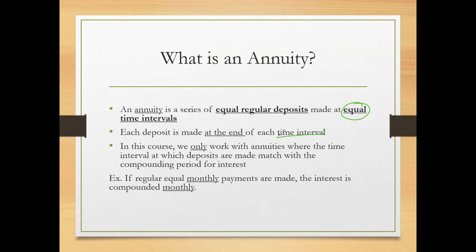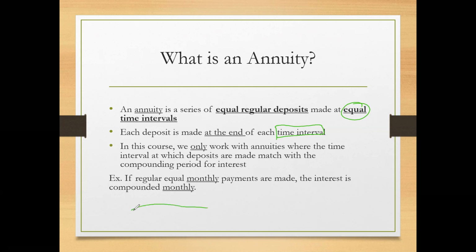And the time interval doesn't have to be monthly or yearly. It could be bi-monthly. So it could be, depending on how you interpret it, once every 2 months sometimes, or sometimes it can be interpreted as twice a month. It could also be weekly, which means it's every single week. Daily, which means you deposit every single day or you get paid every single day. So in this case, we're going to focus on annuities.